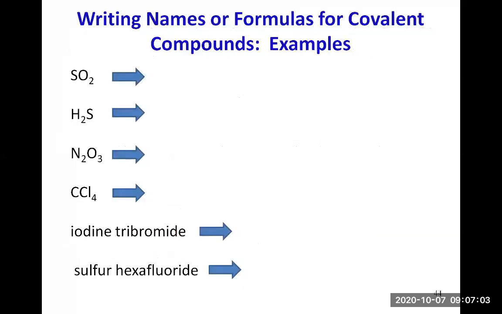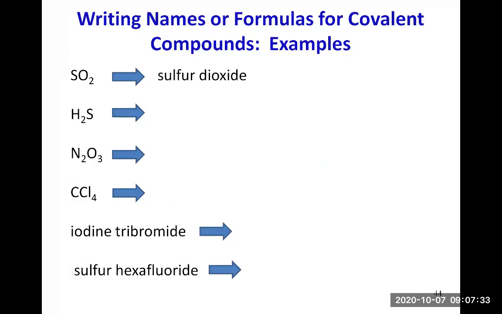So let's look at examples of naming covalent compounds or writing the formula. SO2 is sulfur dioxide, because there is one sulfur, but we don't say mono in front, so it's just sulfur. Then there are two oxygen, so we write the prefix di, and then oxygen makes oxide, so dioxide.